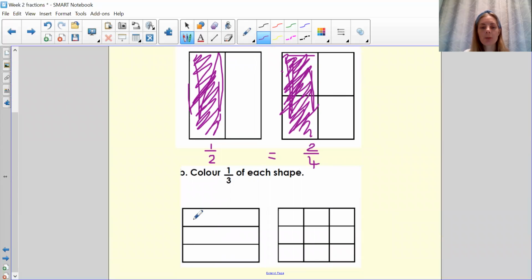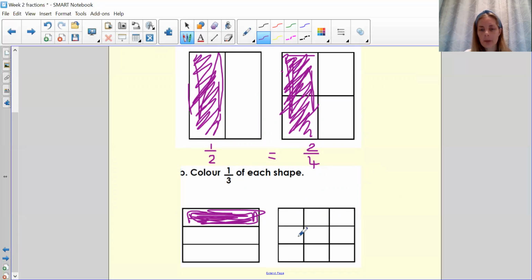So now, could you please color in a third of these shapes for me? So quickly just draw it roughly in your book or on your piece of paper and see if you can quickly color in each of those shapes a third. Great, let's see how you did. Right, so this one's nice and easy. It's already been divided into 3 equal parts. So I'm going to color 1 of those equal parts. My coloring is not very neat, so hopefully yours is a bit better than mine.